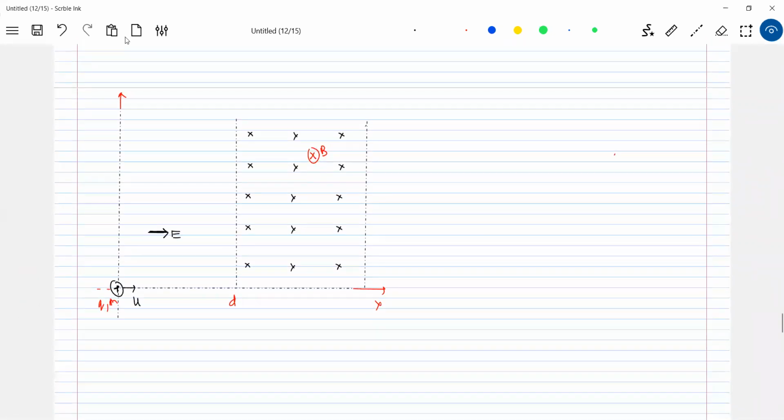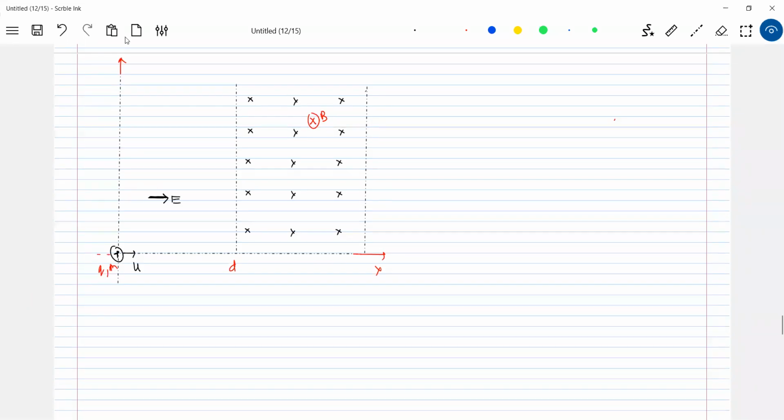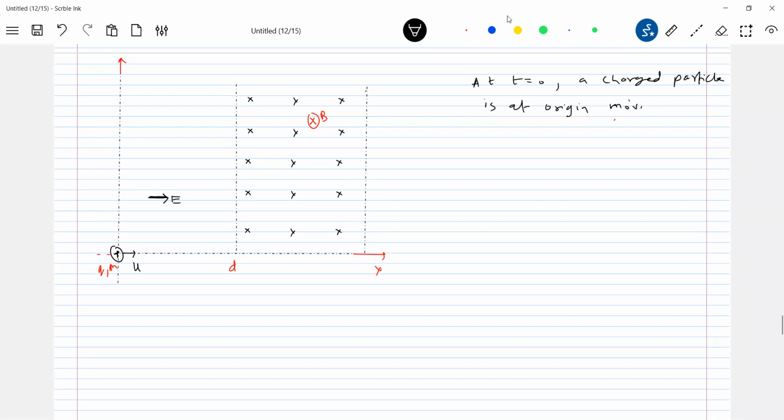Slightly, I'm taking a different numerical here. A charged particle at t equals 0 is at the origin, moving with velocity v naught as shown. So let me take this as A.